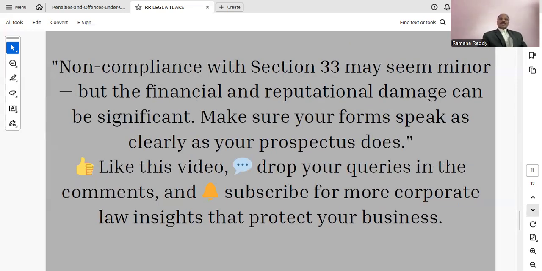Non-compliance with Section 33 may seem minor, but the financial and reputational damage can be significant. Make sure your forms speak as clearly as your prospectus does.